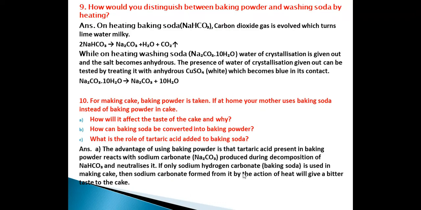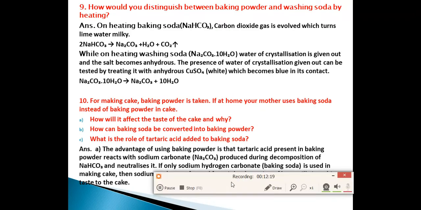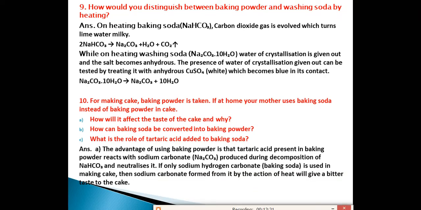Now question number 9, what do we have? How would you distinguish between baking powder and washing soda by heating? It means you are given a sample of baking powder and washing soda. You have to distinguish between the two by heating them. So first of all, when we heat baking soda, which gas will be evolved? Carbon dioxide gas is evolved, which can turn lime water milky.